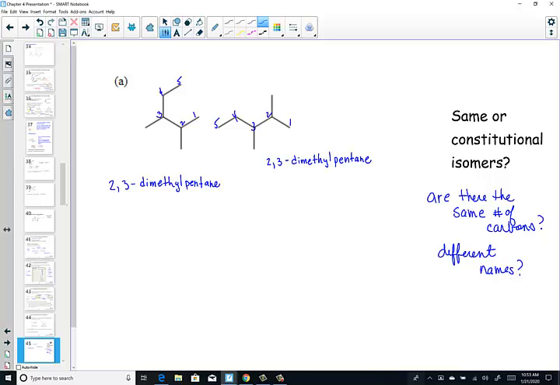So even though they look different on the page, it's just sigma bonds. These single bonds have just rotated in space, but they have the same name. Therefore, they are the same compound. They are not isomers. They're exactly the same compound, just twisted in space.